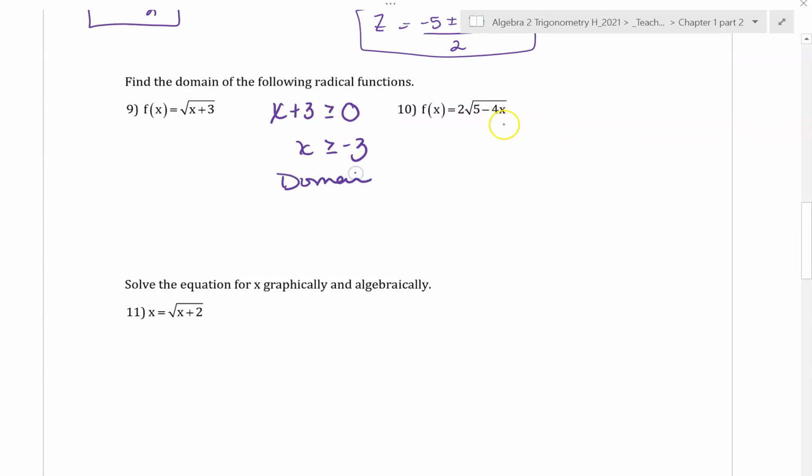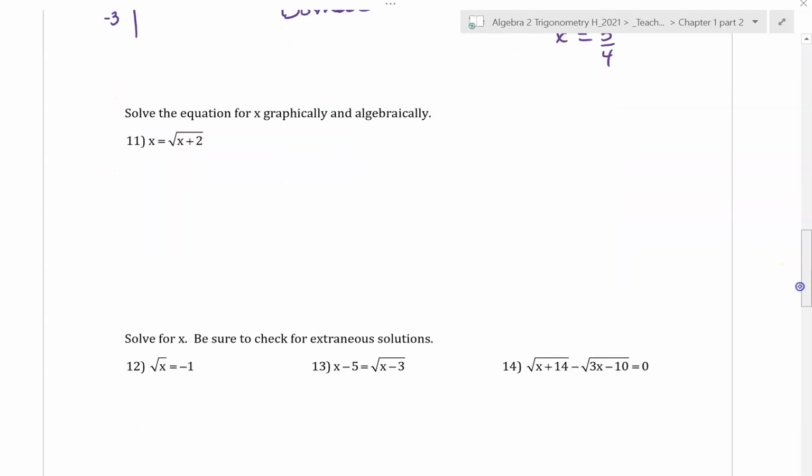Over here, we know that 5 minus 4x is greater than or equal to 0. So if we subtract 5, and divide by 4, don't forget to flip your arrow, you have x less than or equal to 5/4. So when you think about domain, it also probably would have helped. For example, number 9, we know that a radical x moved left 3. Again, our parent function moved left 3, looks something like this. So of course our domain is greater than or equal to -3.